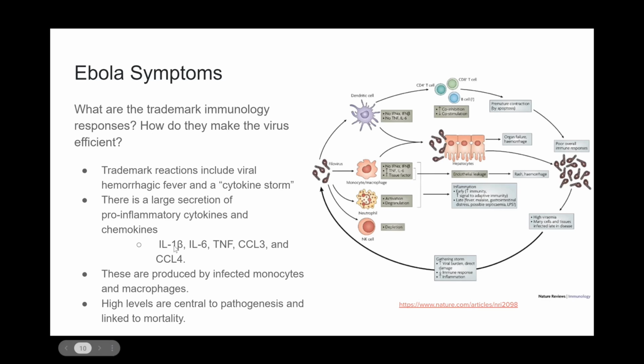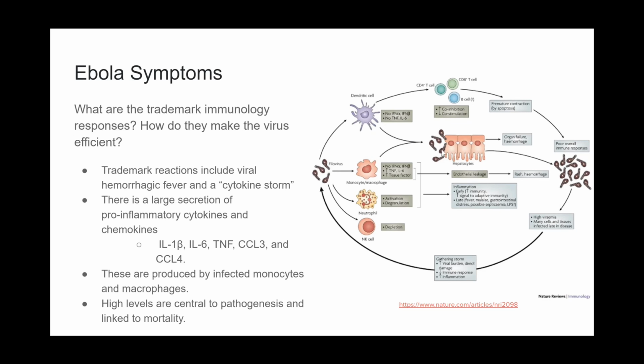These can include IL-1 beta, IL-6, TNF, tumor necrosis factor, CCL3, and CCL4. These are produced by infected monocytes and macrophages. High levels of these are central to the pathogenesis and linked to high mortality rates. In this image, we see filovirus, or the Ebola virus, infecting many cells of the immune system. The effects can be an increase of tissue factor, an increase of TNF, some activation, degranulation.